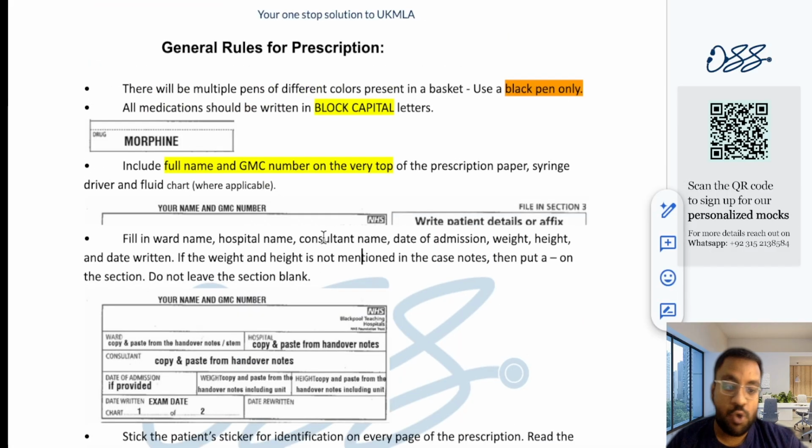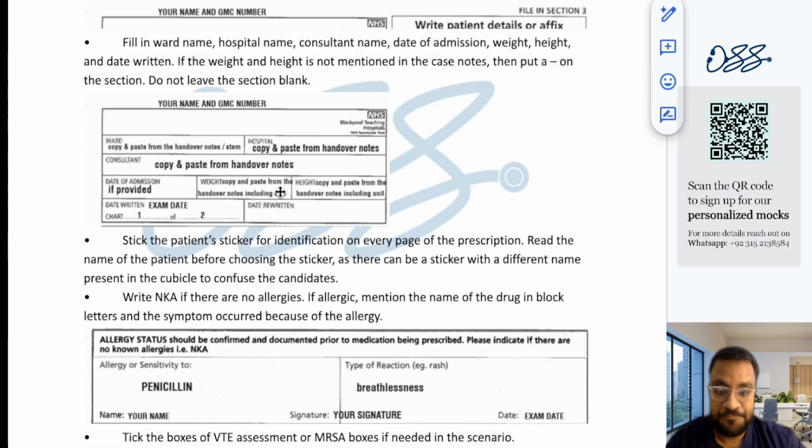And if you don't do that, even if you have greeted the examiner and told the examiner your GMC number, if your GMC number and your name is not on the top of the prescription paper, your station would fail. There is no chance that you're going to pass the station. You may be just lucky, they may just ignore it, but it's a pretty big red flag, missing out on your GMC number and your name at the very top. So you need to make sure that you've always written it, and I cannot emphasize it anymore.